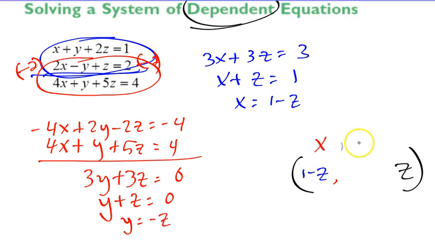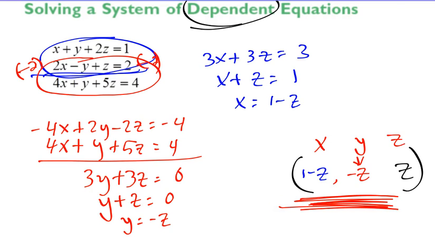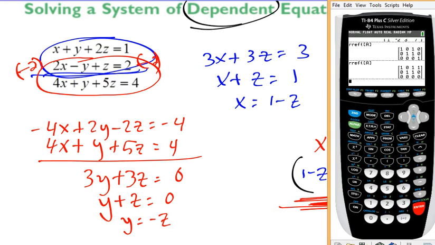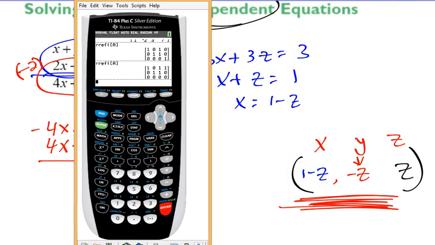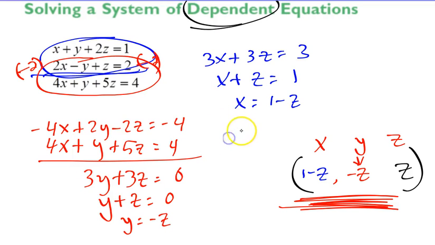So remember, this is in terms of x, this is my y, this is my z, but I'm not going to write the y. I'll put everything in terms of z, letting z be the parameter. My calculator told me the same answer. If you notice, that top row says 1, 0, 1, 1. So that's 1x plus 1z equals 1. And that's equivalent to this.